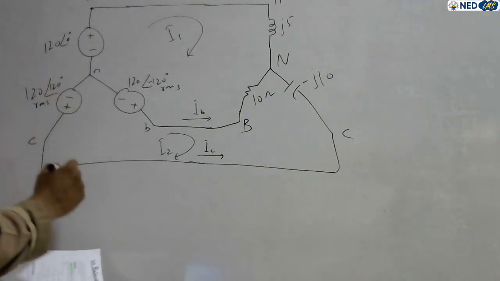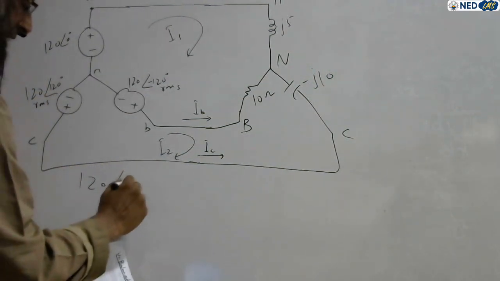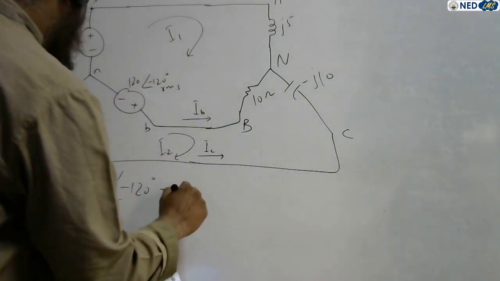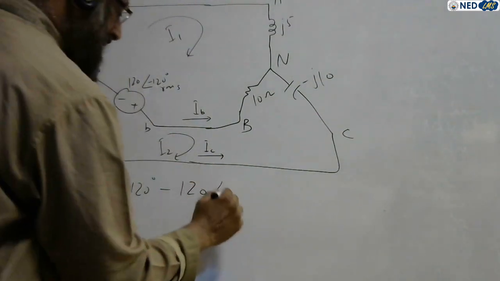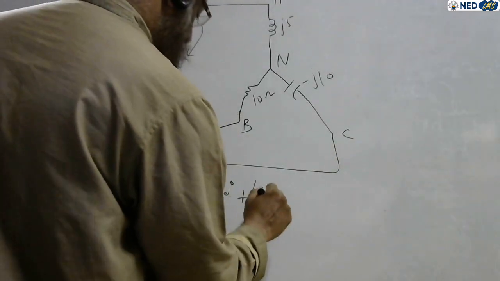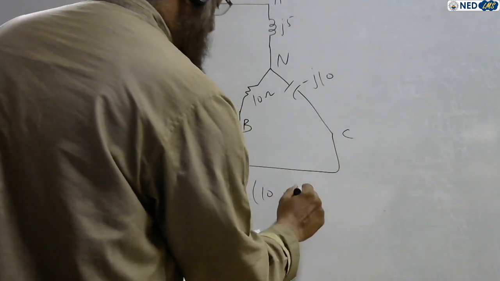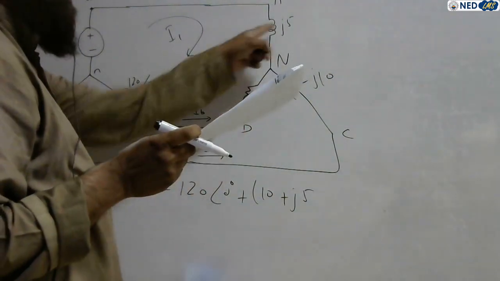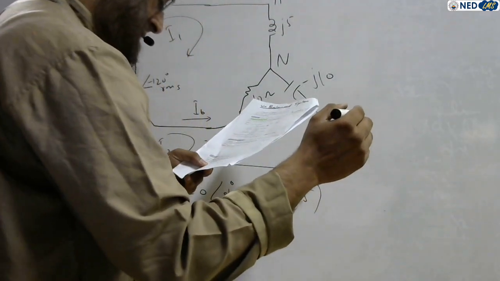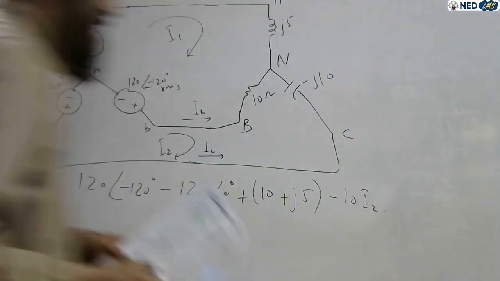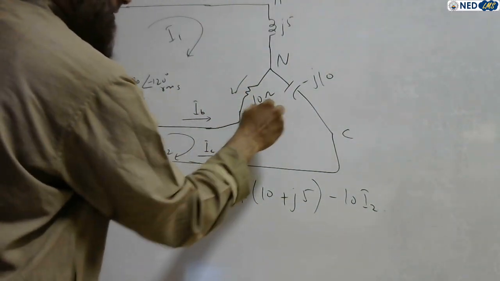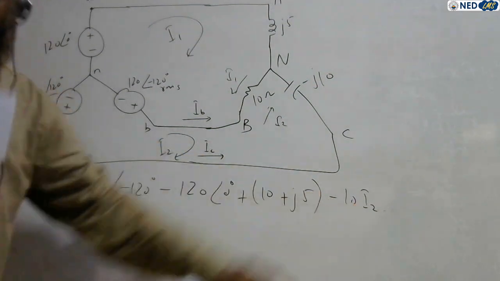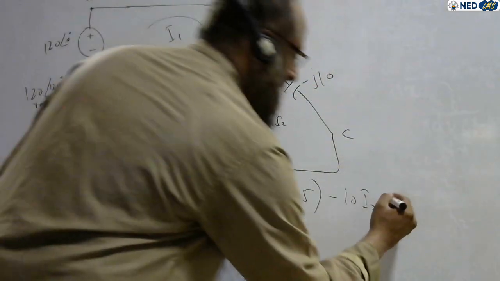For mesh current I1, if you start, 120 minus 120. Starting with the current entering the positive terminal, then minus 120, the current enters into the negative terminal, 0 degree. Then plus 10 plus j5, because the impedance is j5 ohms and the resistance is 10, the sum of these two, 10 plus j5, minus 10 I2. Because of the difference of current: here the I1 current, here I2 current flows. So according to mesh, the difference of current flow, minus 10 I2, is equal to 0.